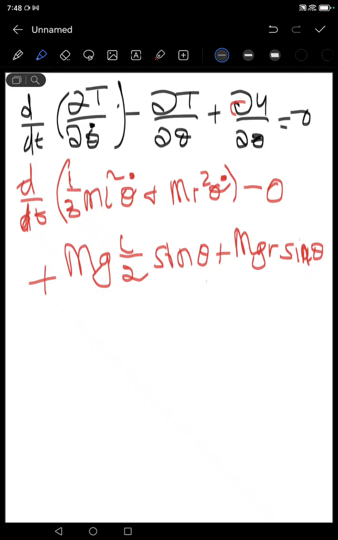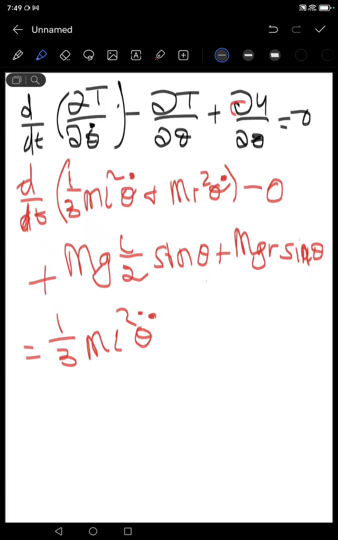So the derivative of 1 over 3 mL squared theta dot with respect to time is going to be 1 over 3 mL squared theta double dot. When we say derivative with respect to time, we are talking about acceleration. When we have 2 dots, it means acceleration. When we have 1 dot, it's velocity. When we don't have any dot, it's displacement.